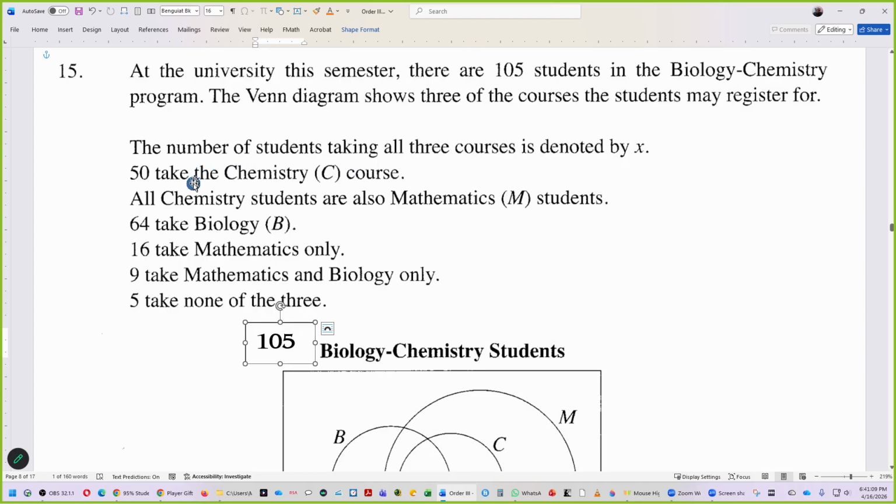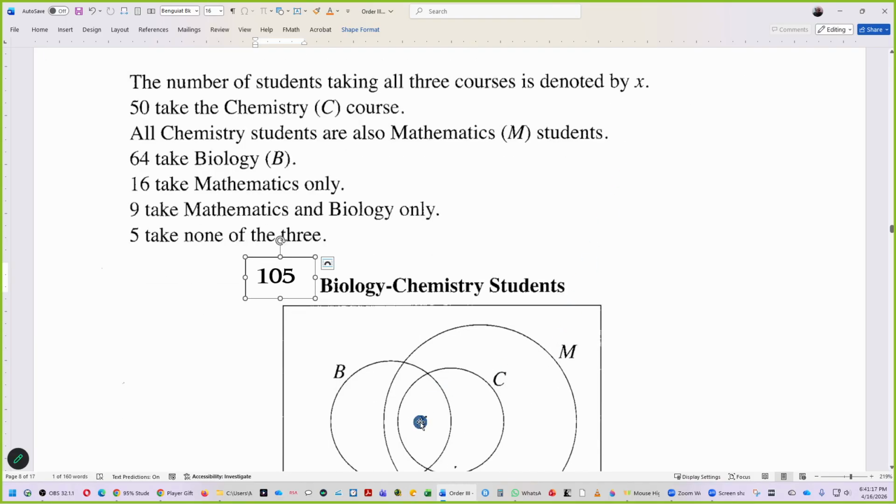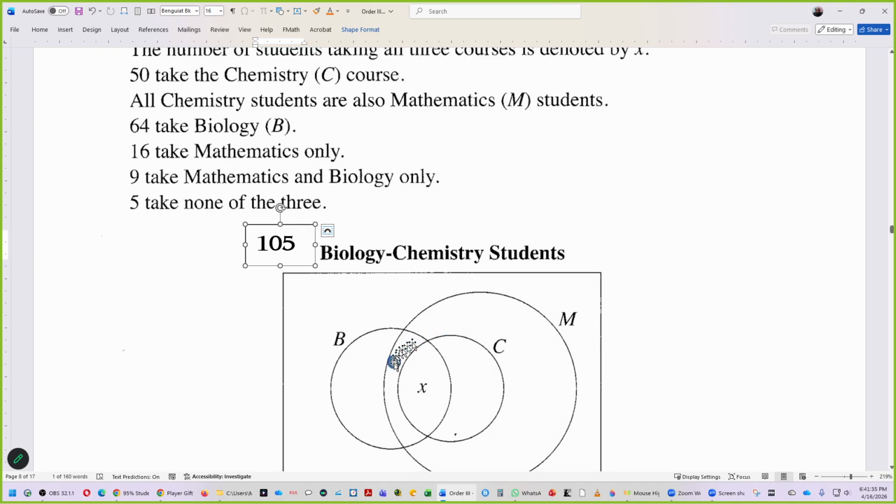So, first thing they say is the number of students taking all 3 courses is X. Notice they put X in the middle. That's an unknown value. So there are some students that will be doing biology, chemistry, and math. Okay? 50 of them will take the chemistry course, which means that this circle for chemistry has to total 50. So we can write that down as our first bit of information.